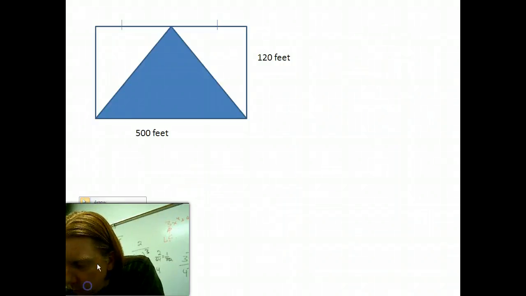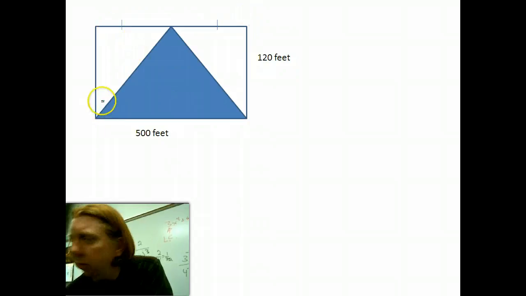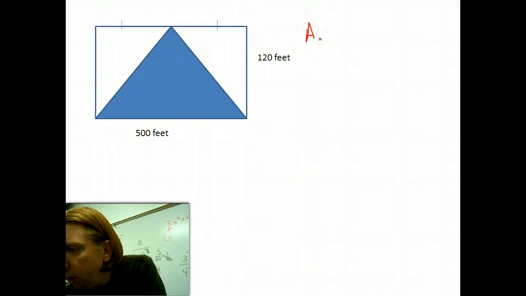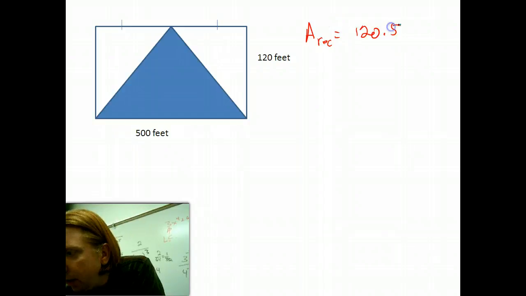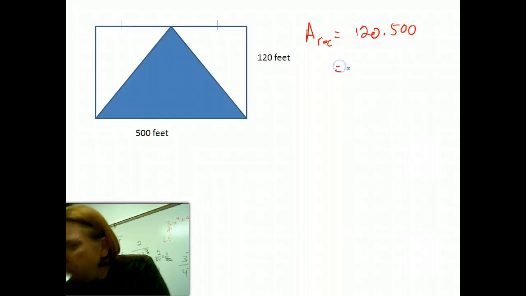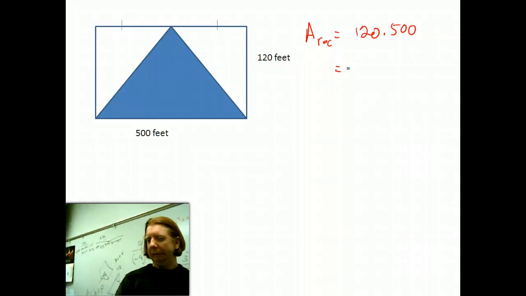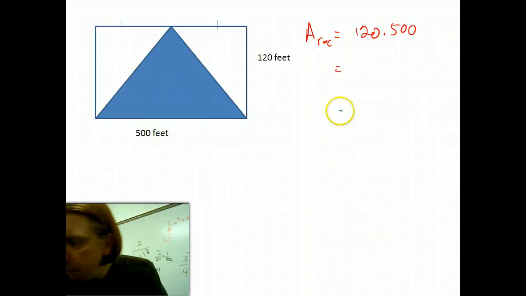So for this one, let's see, we've got two figures we're working with, right? We've got the box. So that's the total landing area. 120 by 500, which works out to be 60,000. All right.